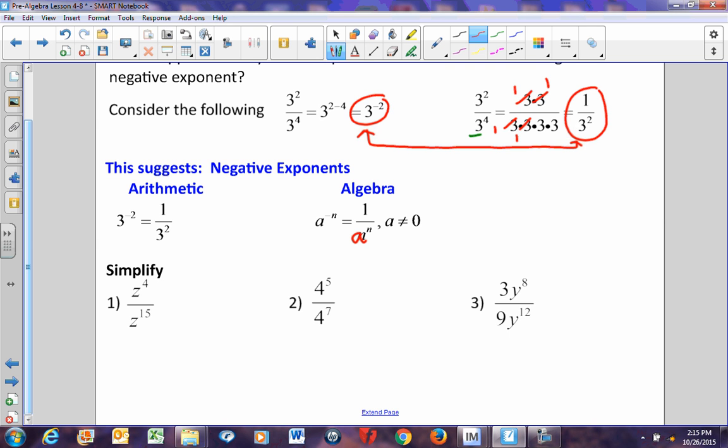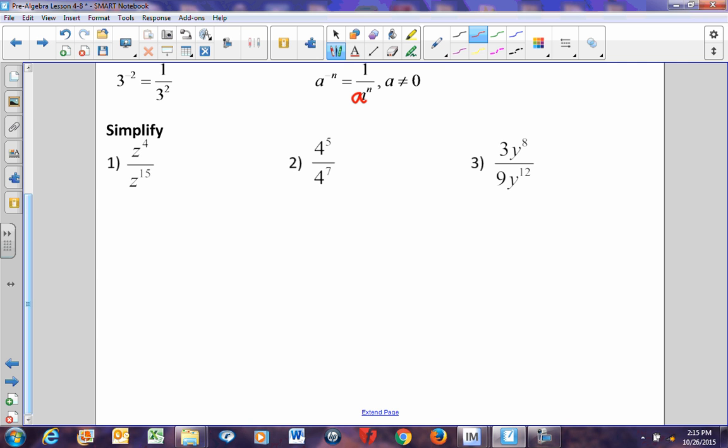So if I have z to the 4th divided by z to the 15th, if I apply the first rule I learned today, I would do z to the 4 minus 15, which happens to be z to the negative 11th power. But I don't want to leave it as a negative 11th power.